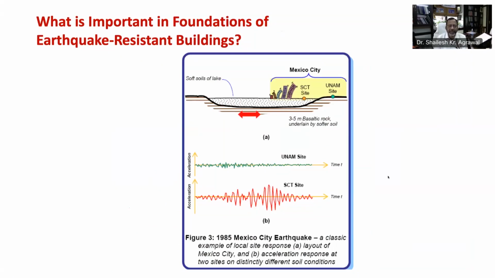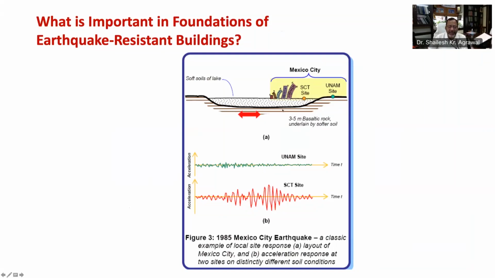Site effects were first noticed in 1819 Kutch earthquake in India. It was also very prominent during 1985 earthquake that affected Mexico. Ground response was amplified by up to 7 to 8 times at building sites located on lake bed, in contrast to those located on hard rock, as you can see in figure 3a.